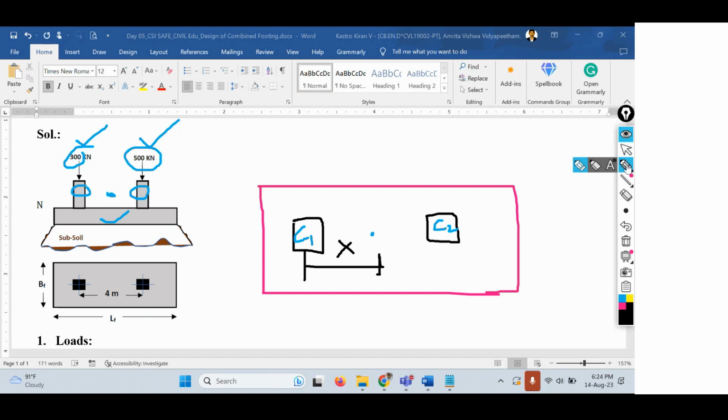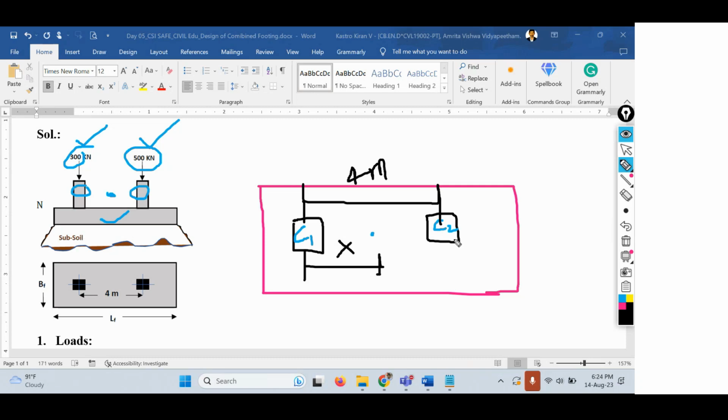Now here, one thing which we need to understand is we know the center to center distance between the two columns. What is the center to center distance between two columns? It is provided in the question, which is 4 meters. It is provided in the problem statement itself. Right. This is one thing.